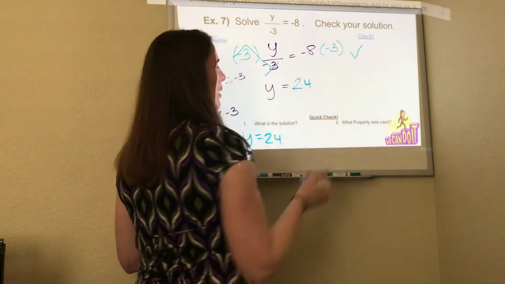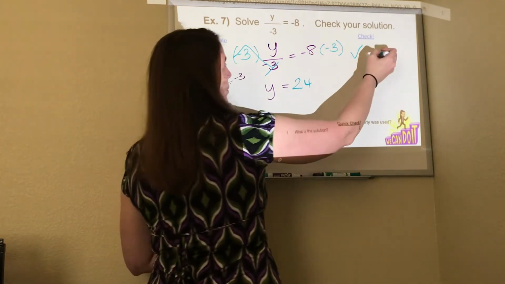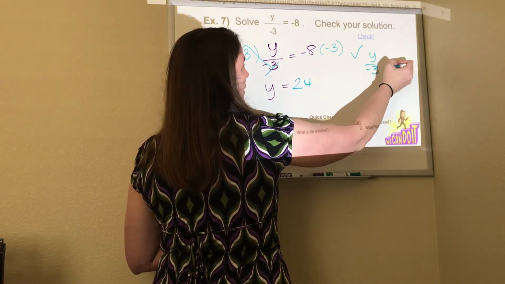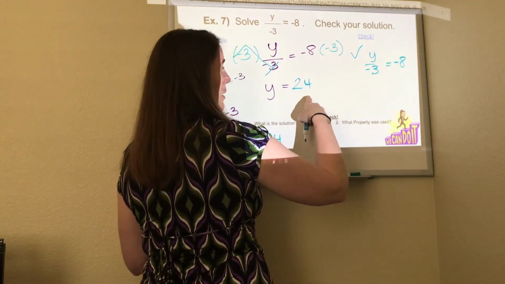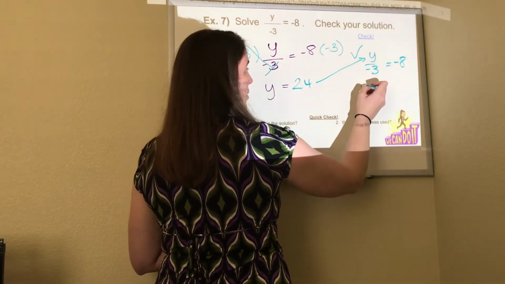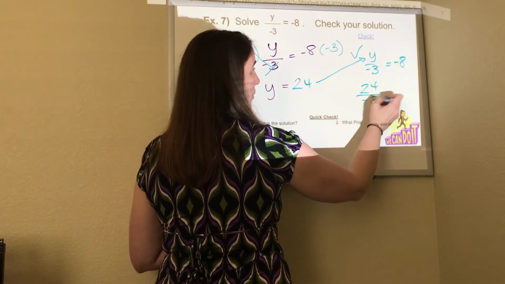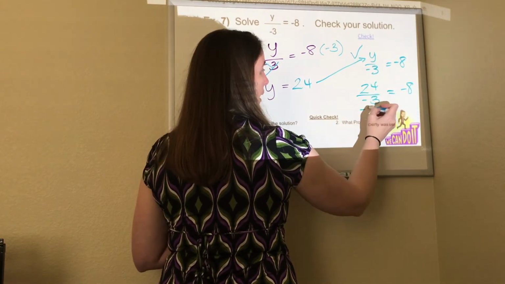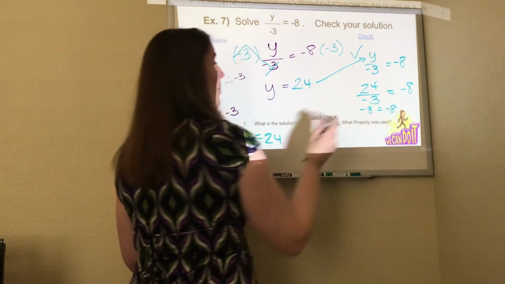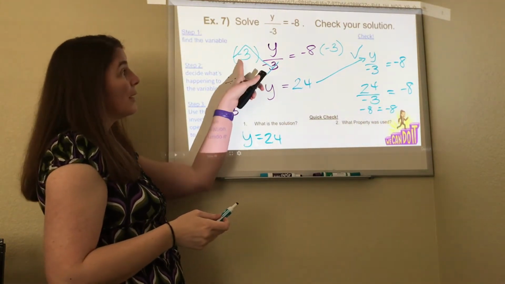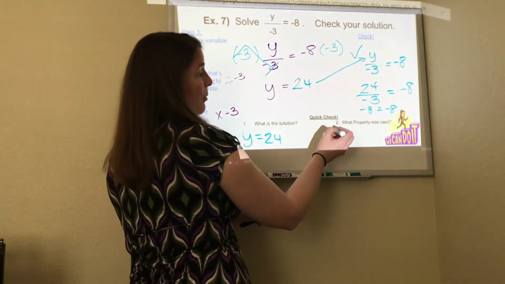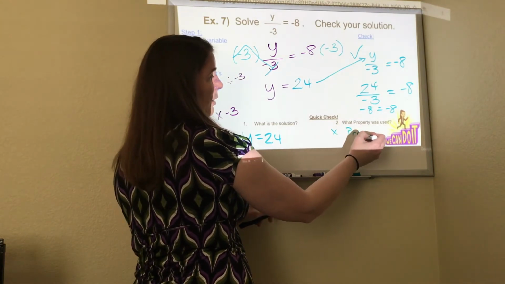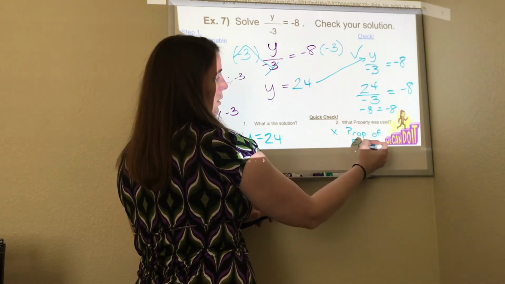Go ahead and check your problem. So you would rewrite and plug in the 24 for Y. So you'd have 24 divided by -3 equals -8, and -8 equals -8. What property was used? Well, what did I do to both sides? It's the multiplication property of equality.